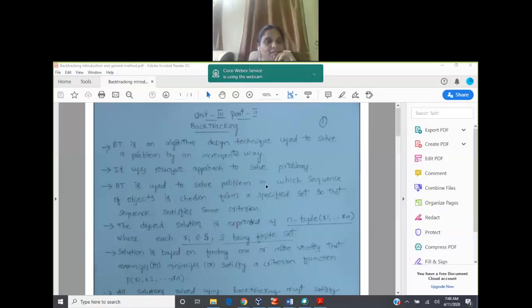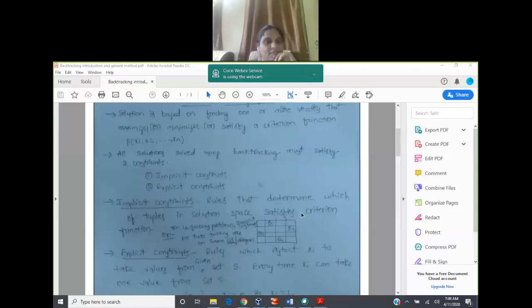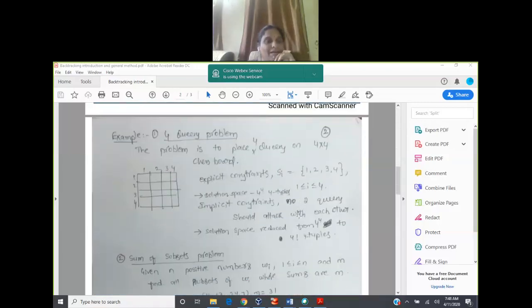For example, see the applications of backtracking. The first application for backtracking is the 4 queens problem. Generally, it is referred to as the n queens problem. If n is 4, it is referred to as the 4 queens problem. If n is 8, it is referred to as the 8 queens problem.